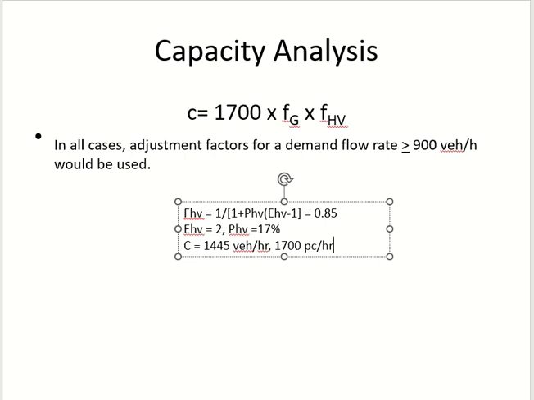Clear till now? Both these terms are flow rates. 1445 is also maximum flow rate. 1700 is also maximum flow rate. The units are different. How do I convert flow rate to volume?